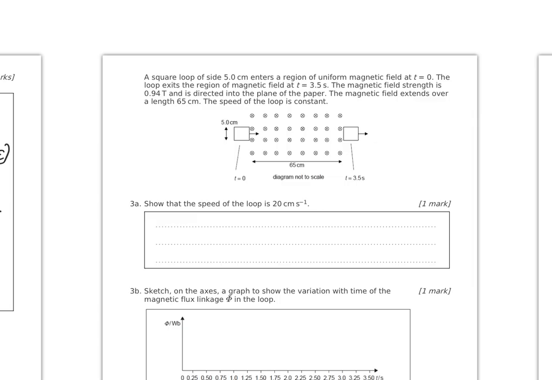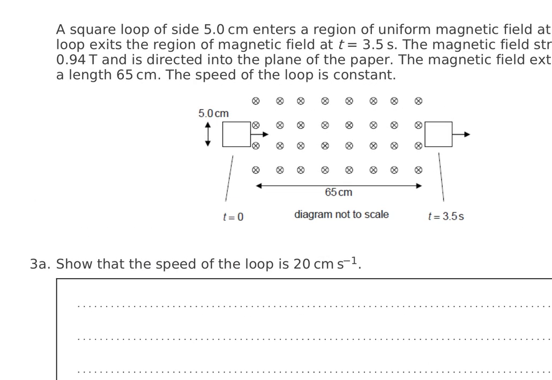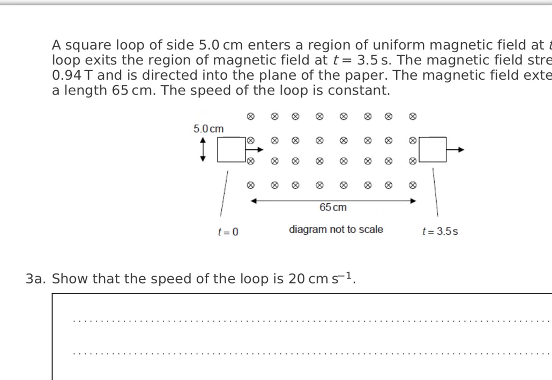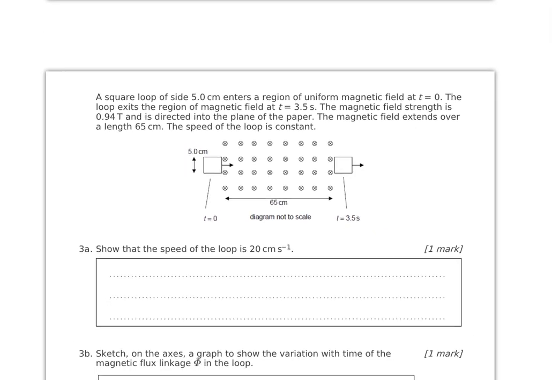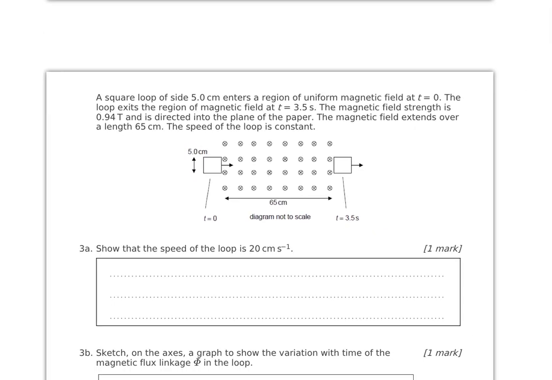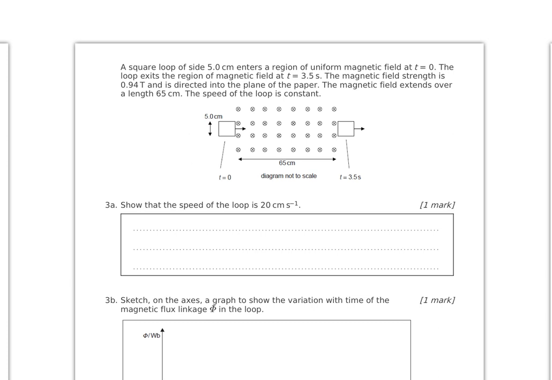And here we have number 3, and we have a loop that's passing through a magnetic field. The loop is entering the magnetic field, and it says that the field is 65 centimeters from end to end. We know that the loop is square, and each side of that loop is 5 centimeters. We know the magnetic field strength is 0.94 Tesla, and that's about it. It takes 3.5 seconds to move across the field, and the speed of that loop is constant. So show that the speed is 20 centimeters per second.